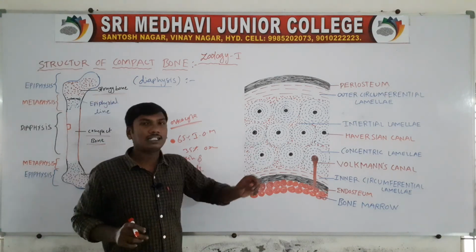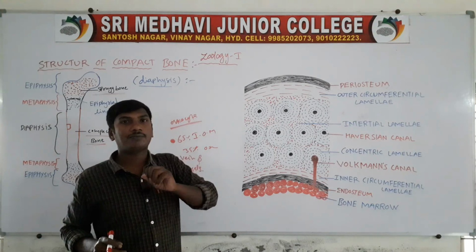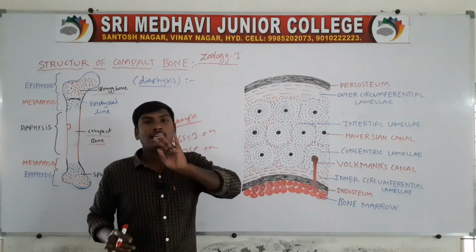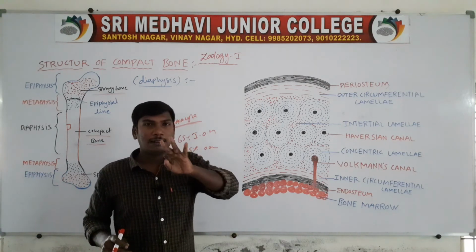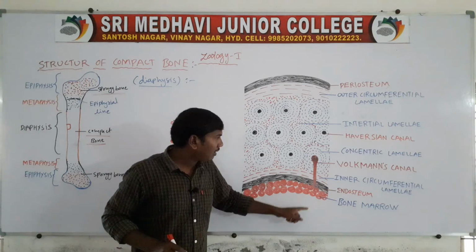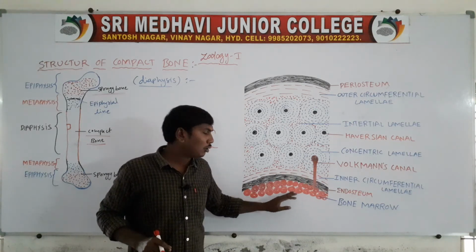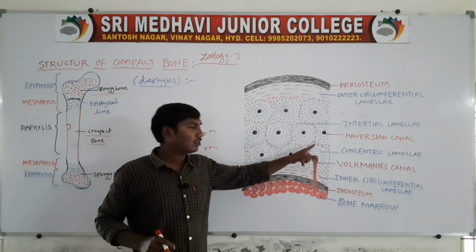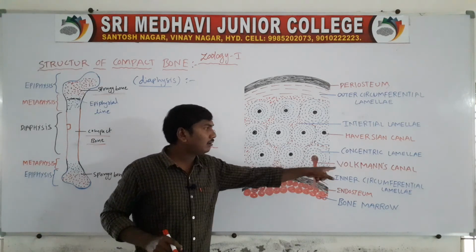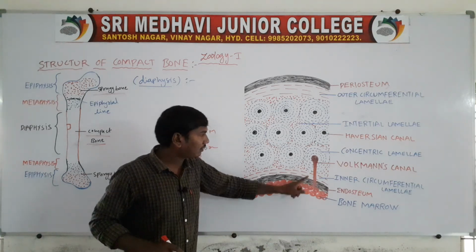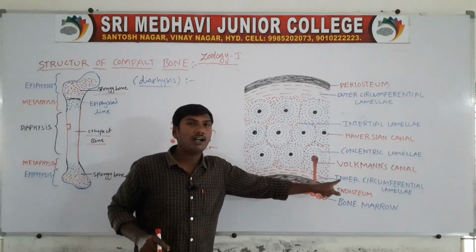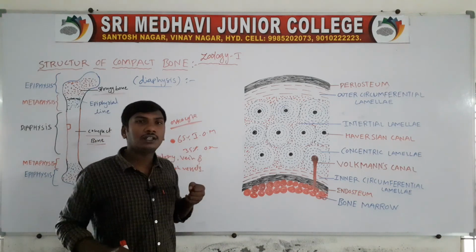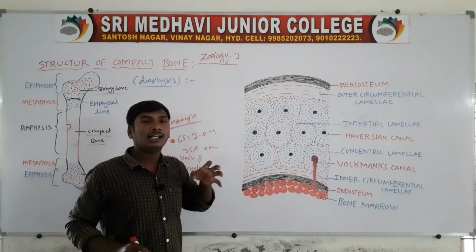Next, each Haversian canal has osteocytes. The Haversian canal contains artery, vein and lymphatic vessels. The Haversian canal communicates with the bone marrow through the Volkmann's canals. That Volkmann's canal functions in the absorption of nutrition.